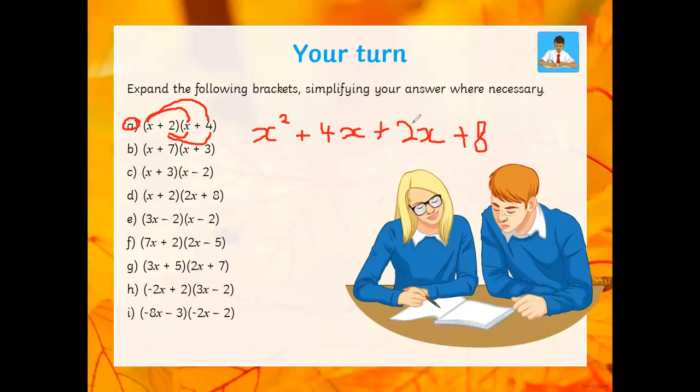So what I can simplify is the term in the middle only, which means this is going to be 6x. 4x plus 2x is 6x. And so this one will stay x squared plus 6x plus 8. Gloria, you just have to combine, simplify the middle part. Fatin, you got it right.